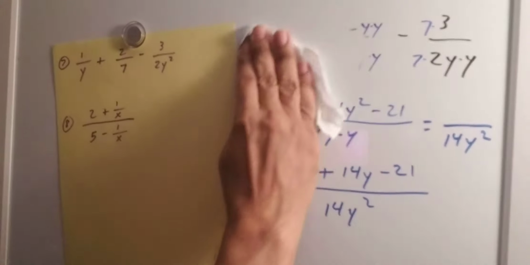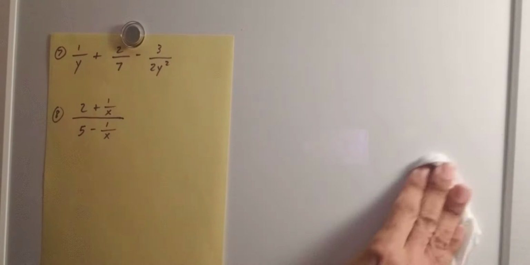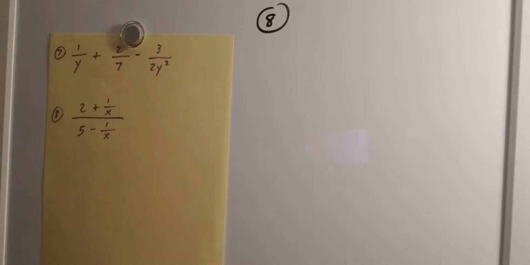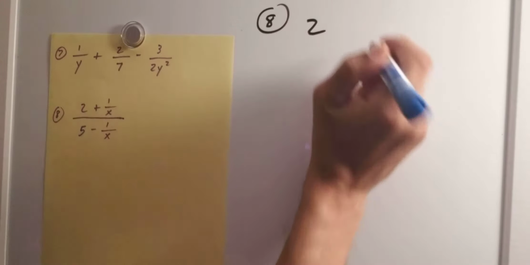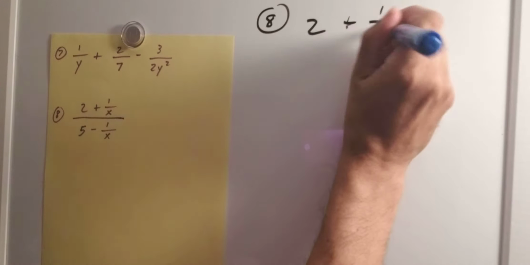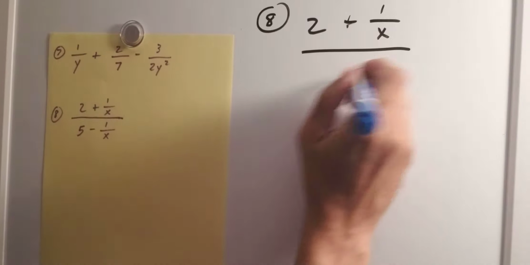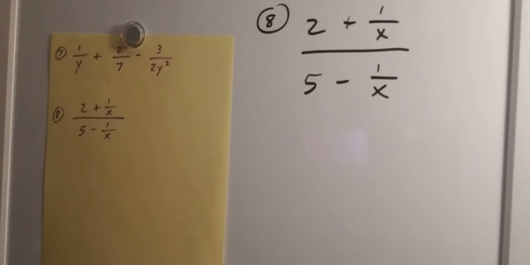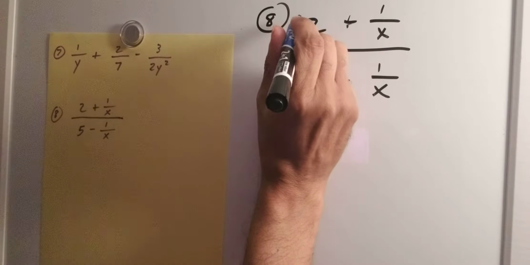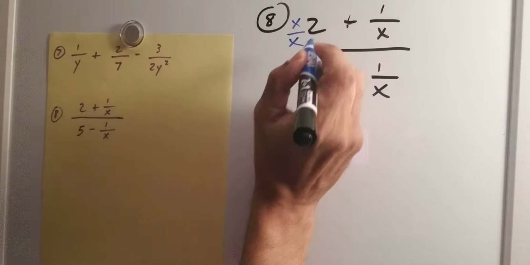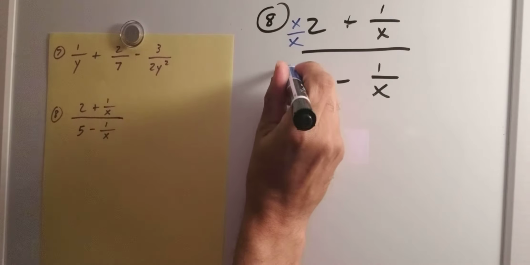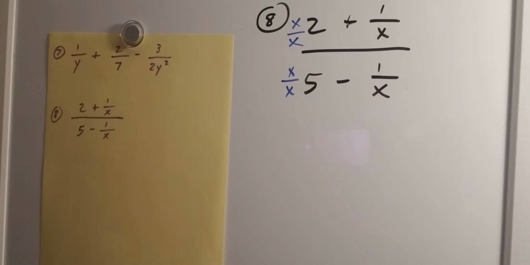Number 8. Of a complex fraction. 2 plus 1 over x and 5 minus 1 divided by x. But this 2 needs to be multiplied by x over x, so we have common denominators there. And this 5 needs to be multiplied by x over x. So we have common denominators there.